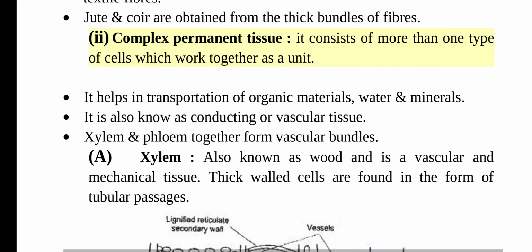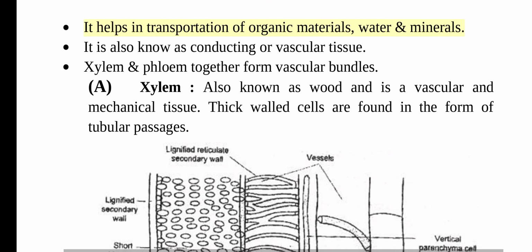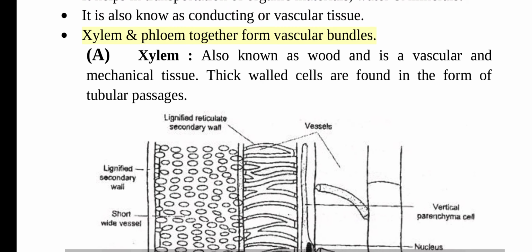A complex permanent tissue consists of more than one type of cells which work together as a unit. It helps in transportation of organic materials, water and minerals. It is also known as conducting or vascular tissue. Xylem and phloem together form vascular bundles.